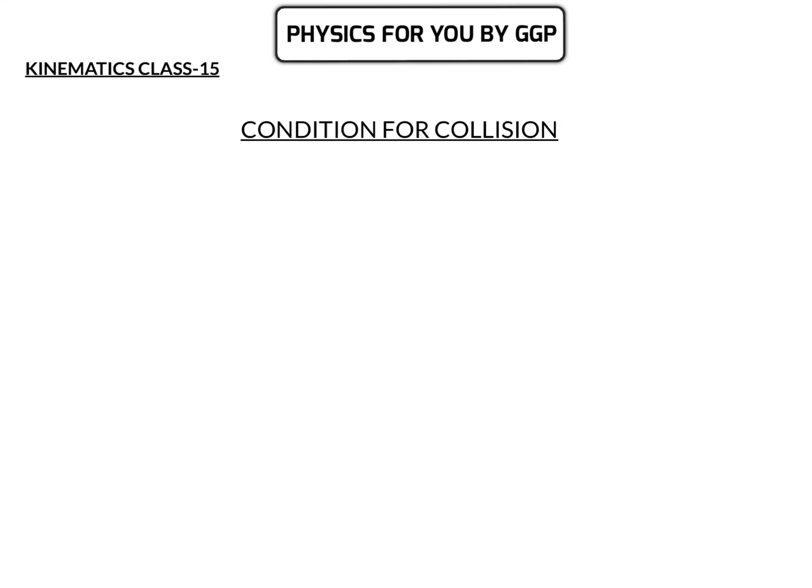Welcome all to Kinematics class 15, in which we'll discuss the condition for collision. If we are considering a situation where an object of mass, let's say m1, is moving towards the right with the velocity u1 along a surface, and another object of mass m2 over here is moving with the velocity u2 towards the right, and if these particles keep moving with the same velocities u1 and u2, then we know that definitely after some time they may make a collision.